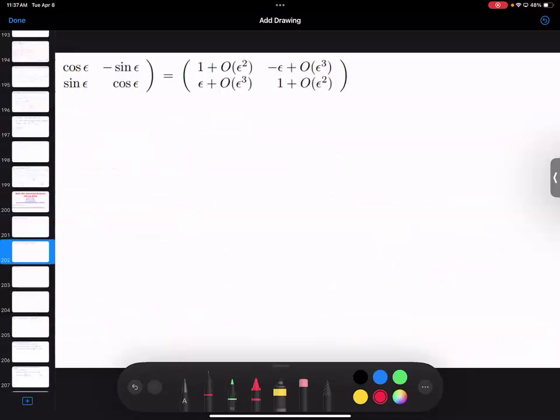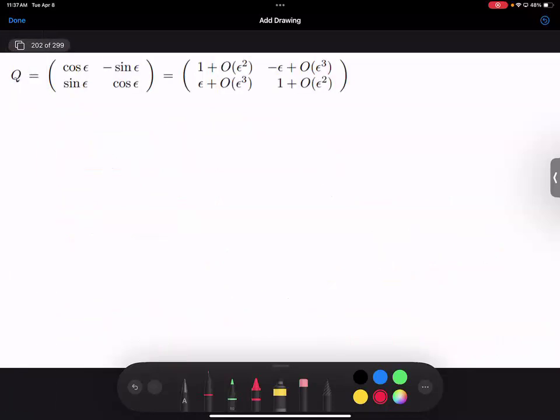Okay. The next thing is an orthogonal matrix, a rotation by epsilon. Who are my physicists here? Are you willing to consider this an orthogonal matrix, a rotation by epsilon?